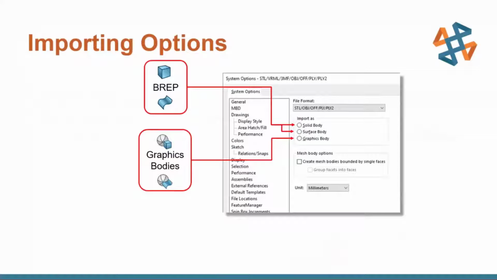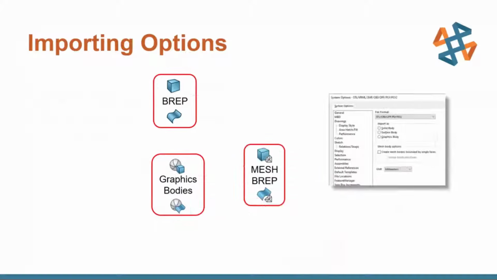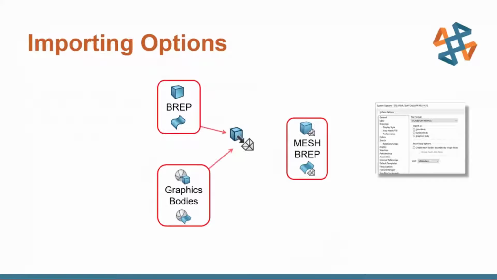And you'll notice that there's another option down here for mesh bodies. So mesh bodies, if we turn this on, creates something called a mesh BREP. Now, the two are not technically compatible with one another. So BREP and graphics bodies can both be converted to mesh BREP bodies. So let's take a look at the differences between these formats and what we can do with the files themselves.